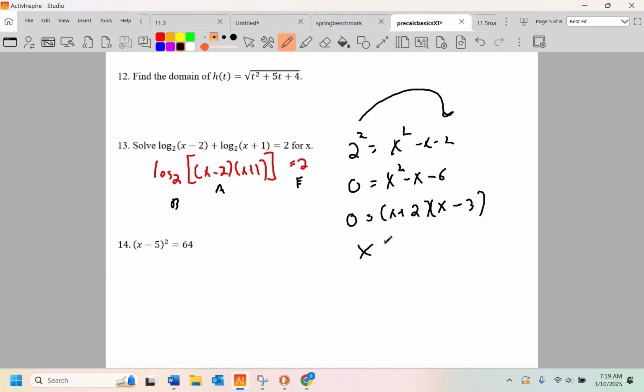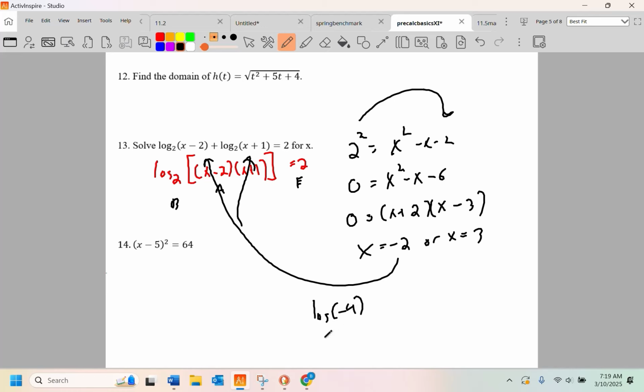If I use the ZPP, I get x is negative 2 or x equals 3. Now, if I plug that negative 2 in there and there, I'm going to be taking the log of a negative 4, which is a no-no, right? So this guy is extraneous. This guy is real. It's the only actual solution to the whole blasted thing.